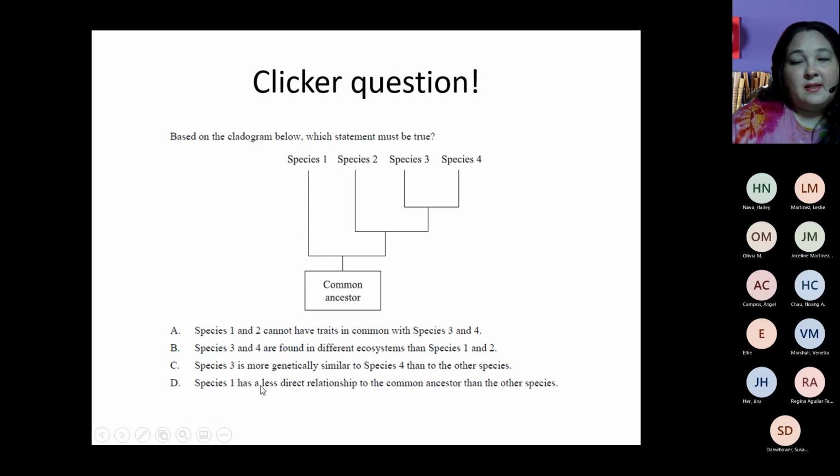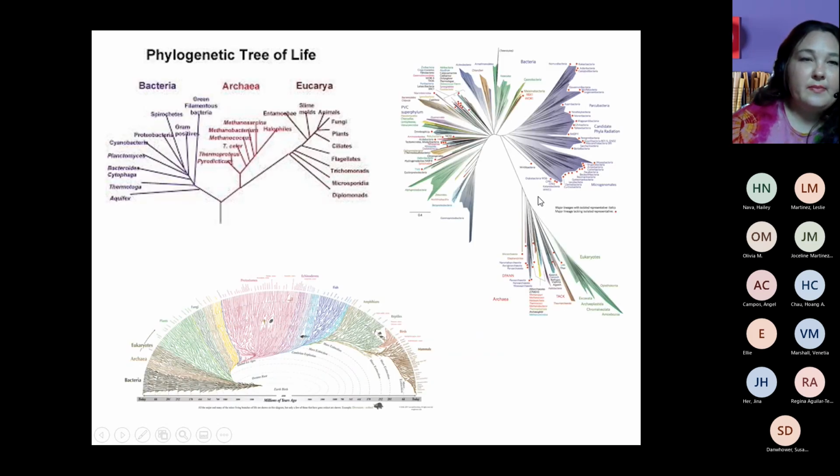D, species 1 has a less direct relationship to the common ancestor than the other species. This is incorrect. If we take a look, species 1 has one node. Remember, a node represents a common ancestor. One node between itself and the ultimate common ancestor. Species 2 is separated from the ultimate common ancestor by 1, 2 nodes. Species 3 and 4 are separated by 1, 2, 3 nodes. So in fact, species 1 has the most direct relationship to the common ancestor, and species 3 and 4 have the least direct relationship.